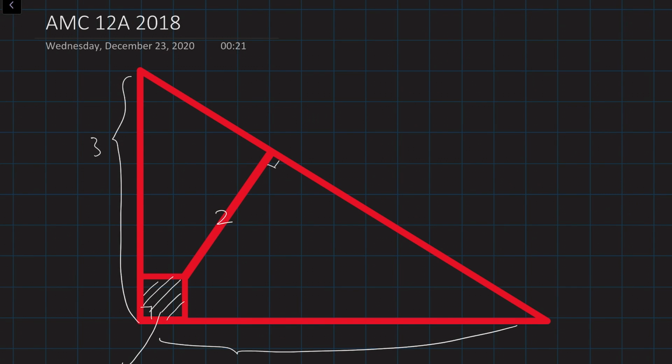Hello everyone, today we are going to be looking at problems from the American Mathematics Competition grade 12A. This one's from 2018. I'm picking the geometry questions first because I think that geometry problems are interesting and they could be good for a warm-up. So this is problem 17.